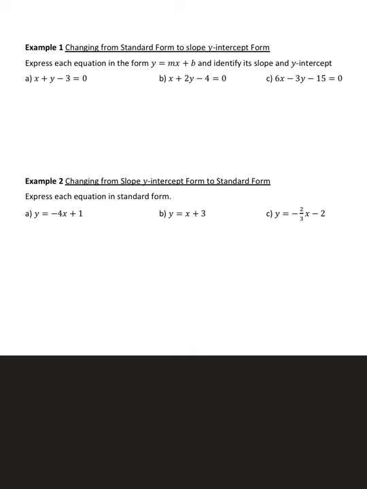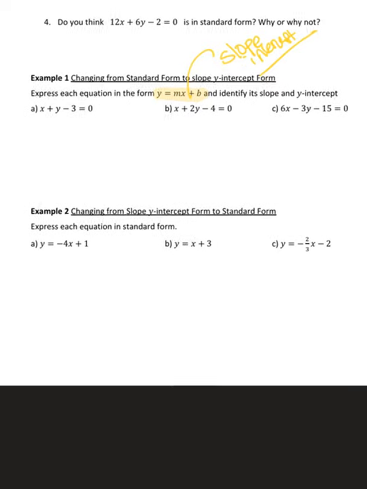The most common way that we see a line equation or a linear equation is in this form, y equals mx plus b, where m is our slope and b is our y-intercept. That's why this is called slope-intercept form. We can actually have another way that we see equations, and that's called standard form.